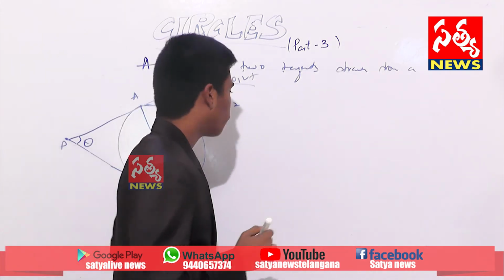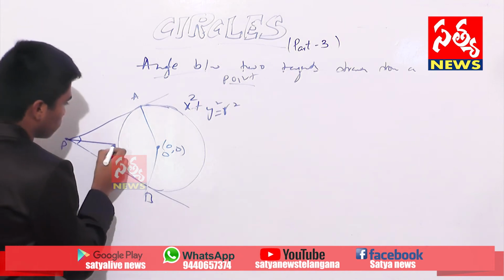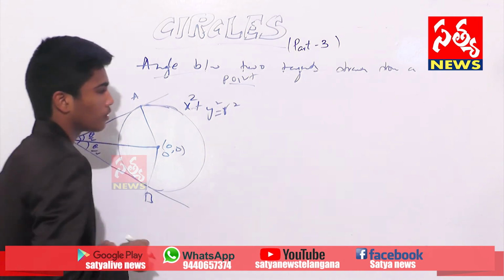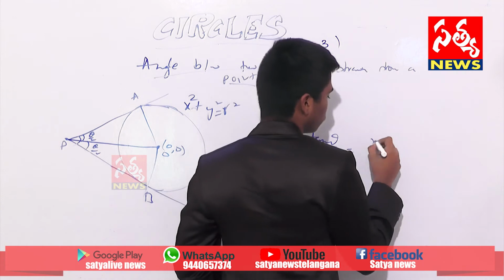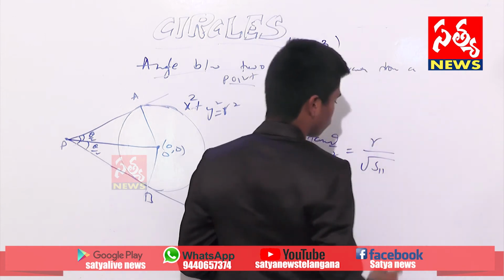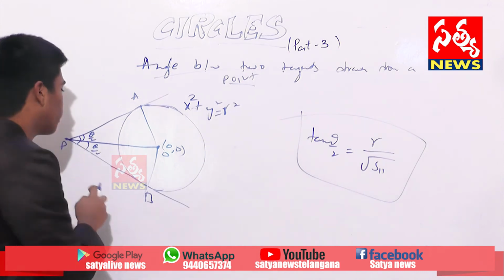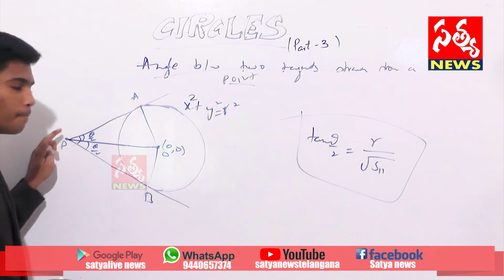Similarly, there is another formula which gives the half angle, which means theta by 2, which is tan theta by 2 is equal to r by under root S11. This is the direct formula for finding the half angle, which means APO.